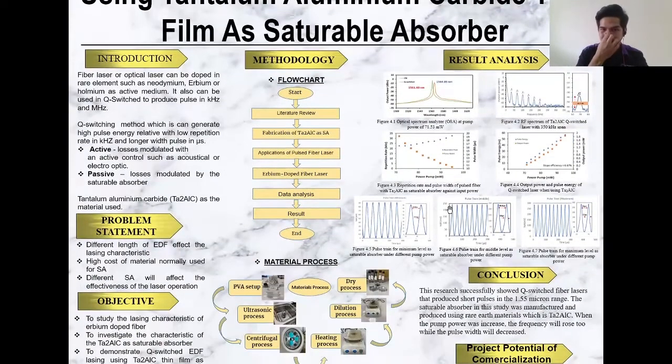For the result analysis, for the first one, the optical spectrum analyzer, OSA. At the minimum pump power of 71.53 milliwatt, we get Q-switch at 1561.40 nanometer. For the RF spectrum, radio frequency spectrum, we can see the SNR is about 30.1 dB.